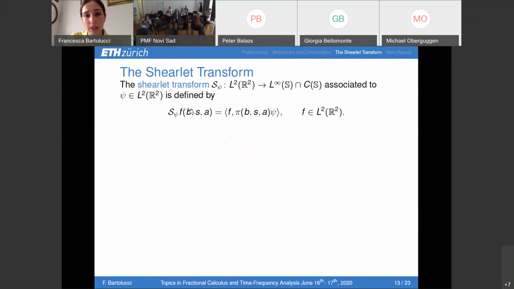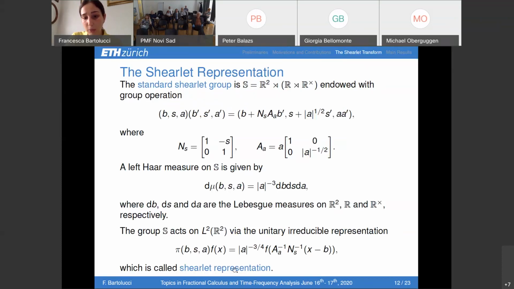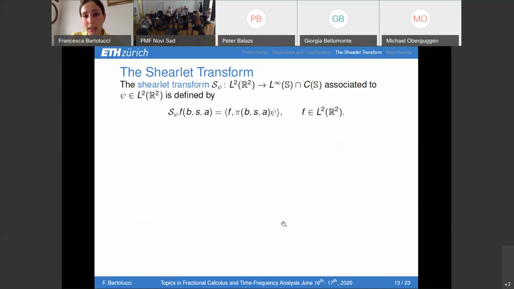at a point in the Shearlet group (b, s, a) is the scalar product of f with the window psi, which is transformed as we saw before, so on which we apply this unitary operator.